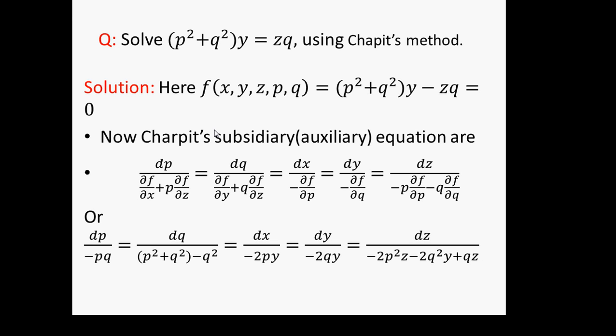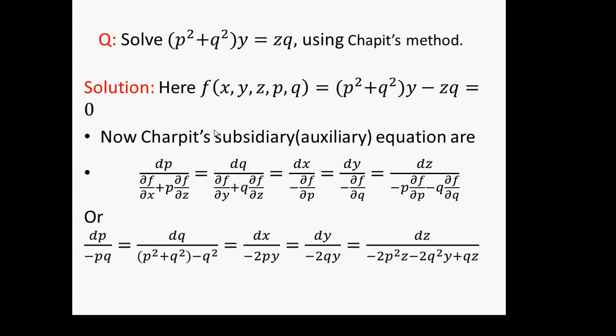Now Charpit's auxiliary equations are given in the form dp/..., dq/..., dx/..., dy/..., dz/.... Now we differentiate the given equation with respect to x, y, z, p and q, and find all the derivatives involved in the auxiliary equations. After calculating these derivatives and putting them in the equation, we have dp/(-pq), dq/(p² + q² - q²), dx/(2 - 2py), dy/(-2qy), and dz/(-2p²z - 2q² + qz).